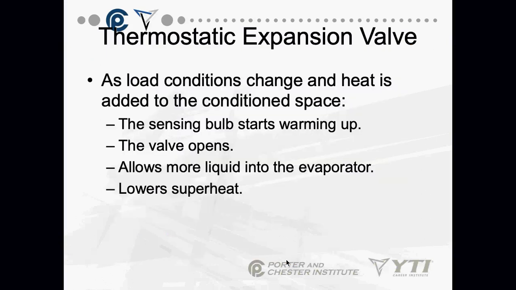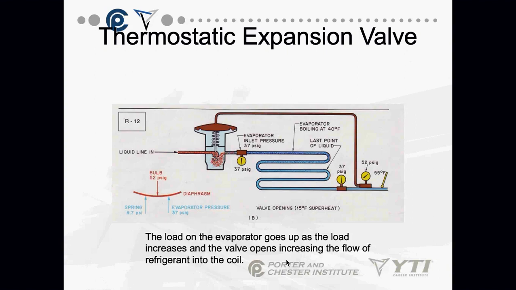Okay, now the load conditions change. For those with kids, one of your kids leaves the sliding back door open on a 95-degree day. House heats up. The sensing bulb starts to warm up because all of a sudden that refrigerant in that evaporator is boiling off faster. The level of liquid refrigerant in my evaporator is falling because it's boiling off faster. I have more space for sensible heat gain. The valve is going to open because the superheat has started to warm up. It allows more liquid into the evaporator, which lowers the superheat.